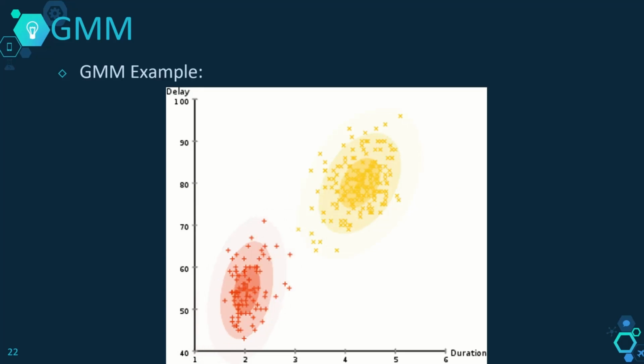And this is a 2D case, so mu should have 2 numbers. There are 2 mu vectors, and for each mu vector, there are going to be 2 numbers for the x coordinate and the y coordinate. And how narrow it is, the shape of it, will be determined by the covariance matrix. It determines whether it's circular or elliptical, or how wide it is. That's determined by this sigma.